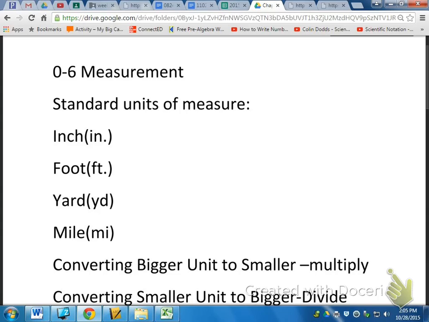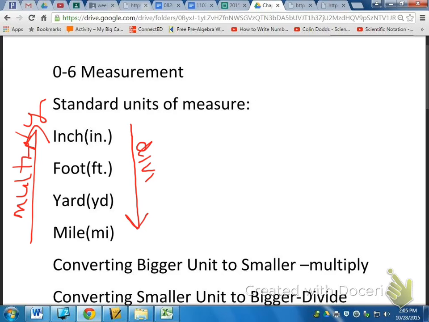Now, we are going to convert from one unit to the next using inches, feet, yards, and miles. And there's the way that we do this. If you're going from a bigger unit, that means from one of the ones at the bottom up, you multiply. Okay, and if you're converting from a smaller unit to a bigger unit, so down this list, you divide. So if you go from a bigger to a smaller, you multiply. Smaller to a bigger, you divide. And we're going to try that.